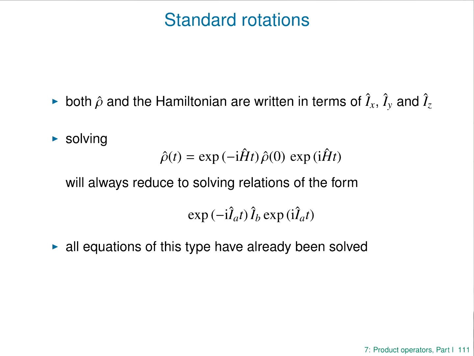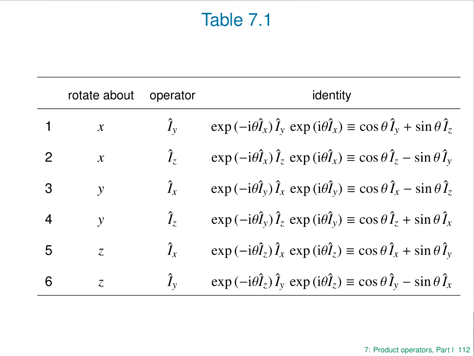And all of these have already been solved for all possible values of A and B. And there aren't that many, of course, because A, B can only be x, y, or z. And in this table, here they all are. So look at the first line. It is e to the minus i theta Ix times Iy times e to the i theta Ix. And we would interpret that as a rotation of y about x, right? So the e to the minus i theta Ix means you're rotating through an angle theta about x, and the thing that's being rotated is the operator Iy, right?